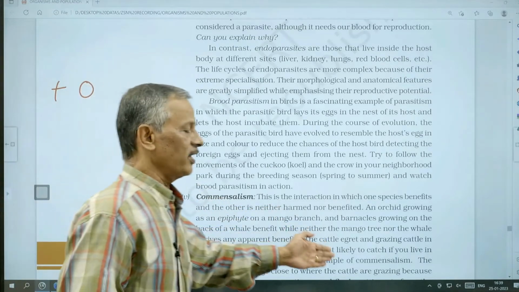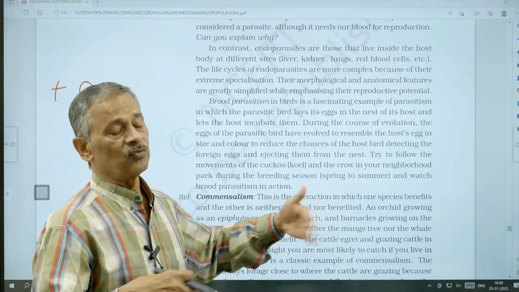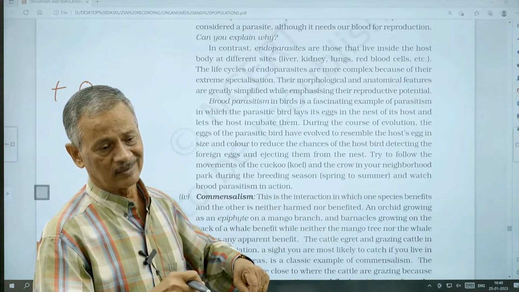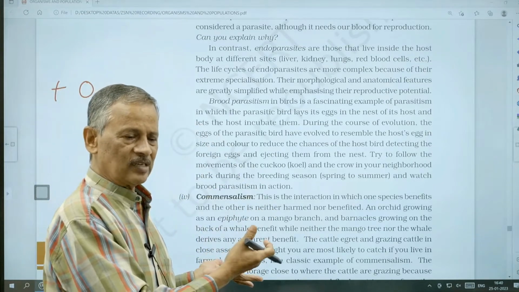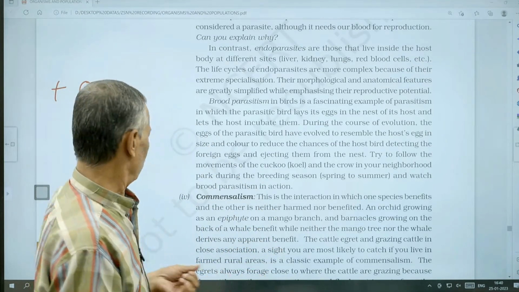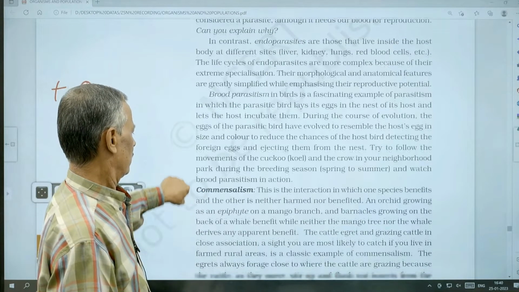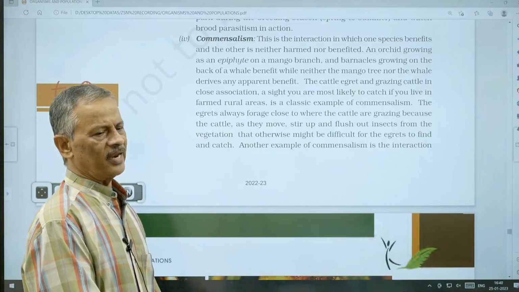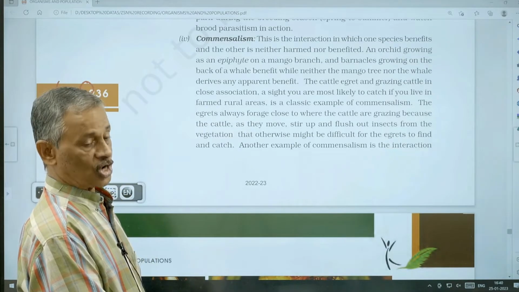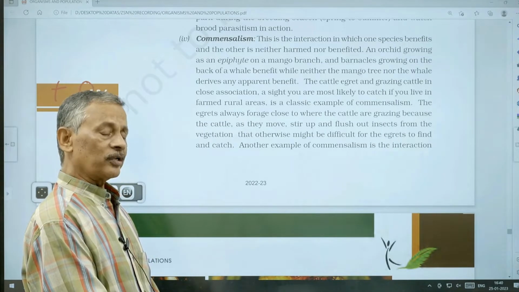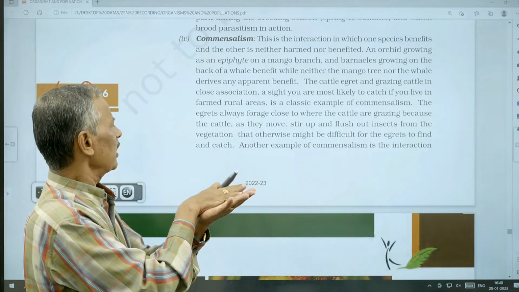Similarly, cattle egret and cattle. When cattle are grazing, they will be flushing out insects which are all hidden in the grasses, and the egret will be taking them. So cattle is getting no benefit, egret is getting benefit. Similarly, you are having suckerfish and the scoliodon shark. Shark is not getting any benefit, but suckerfish gets attached to the body of a shark, and so it gets a free ride.